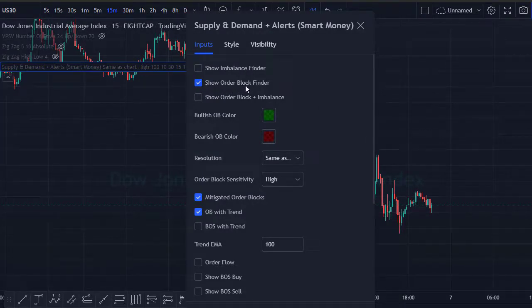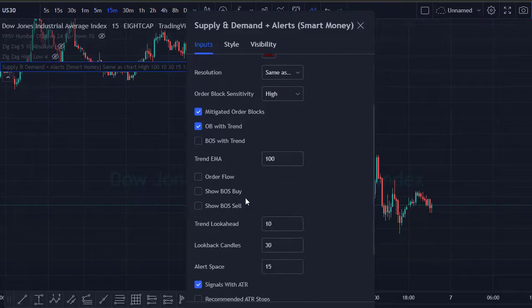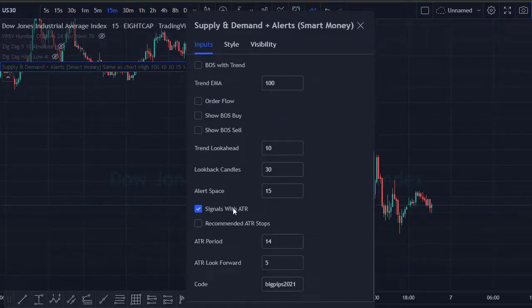I have show order block finder on. I have mitigated order blocks on. You'll see why in a second. Order block or OB with trend on. Trend EMA 100, and then signals with ATR. Don't need to worry about anything else.